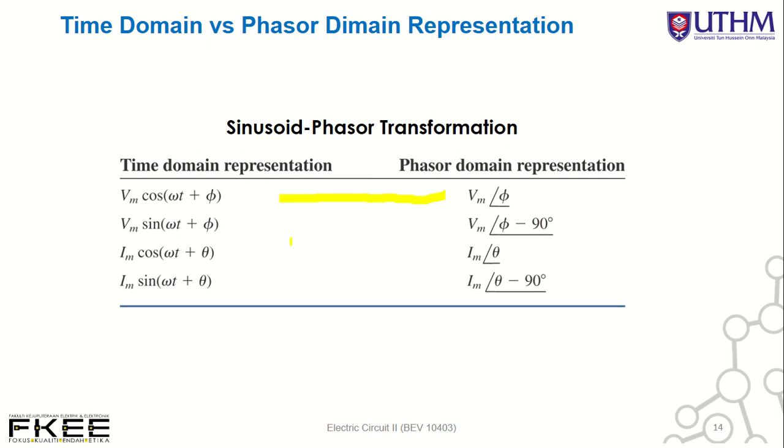Similarly, let's say we have a current function Im cos(omega t plus theta), so Im equals Im angle theta. If we have Im sin(omega t plus theta), so Im angle theta minus 90 degrees. Why minus 90 degrees? Because we need to convert from sine function to cos function. Okay, clear?